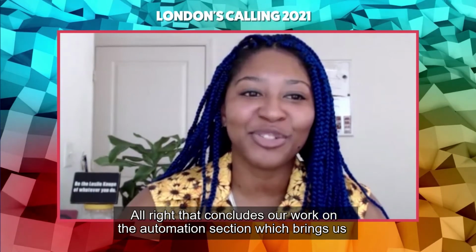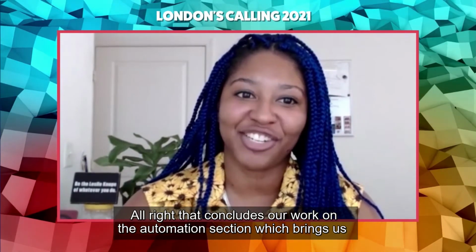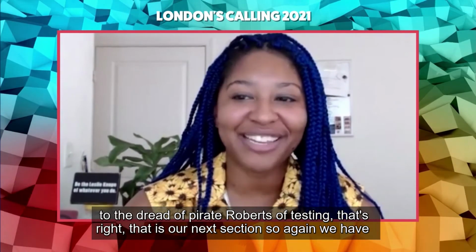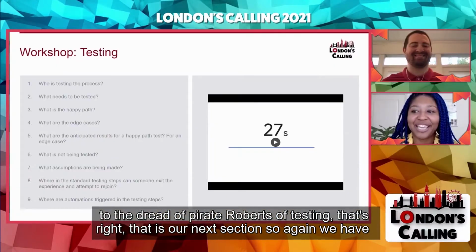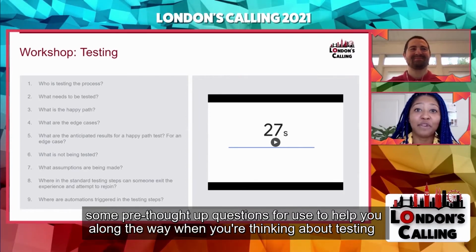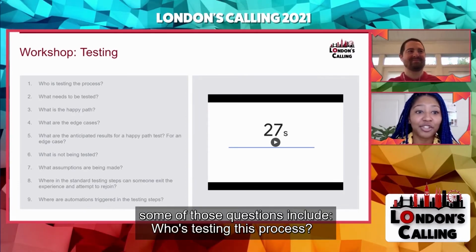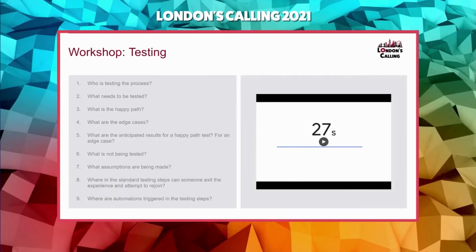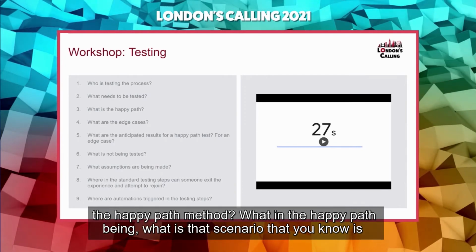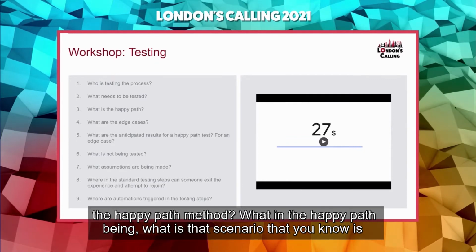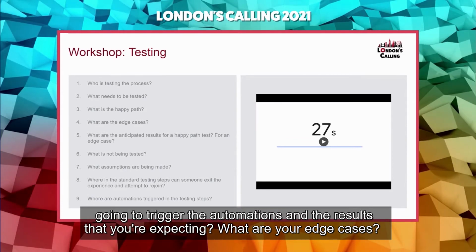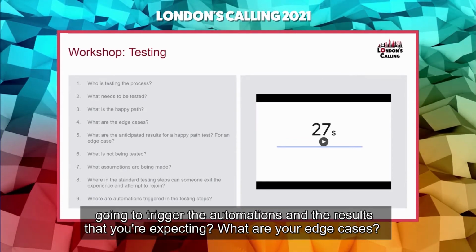All right, that concludes our work on the automation section, which brings us to the dread Pirate Roberts of testing. That's right, that is our next section. So again, we have some pre-thought out questions for you to help you along the way when you're thinking about testing. Some of those questions include, who's testing this process? Specifically, what needs to be tested? Do you know what your scenarios are? What is the happy path method? And the happy path being, what is that scenario that you know is going to trigger the automations and the results that you're expecting? What are your edge cases?